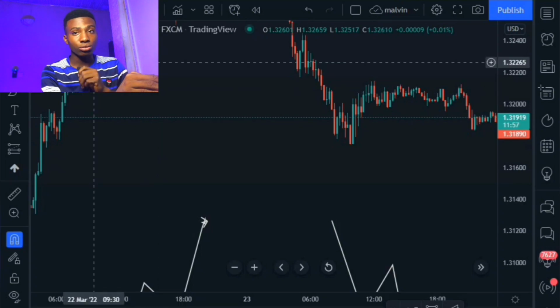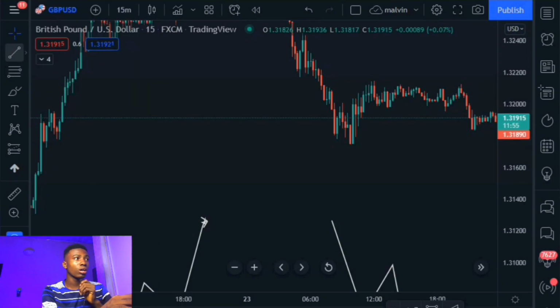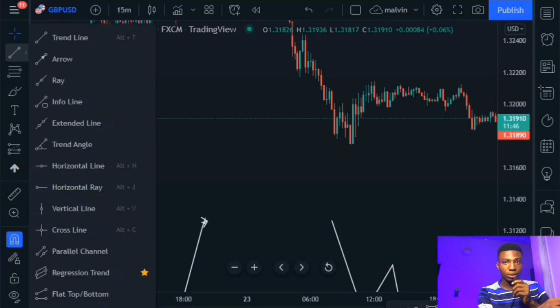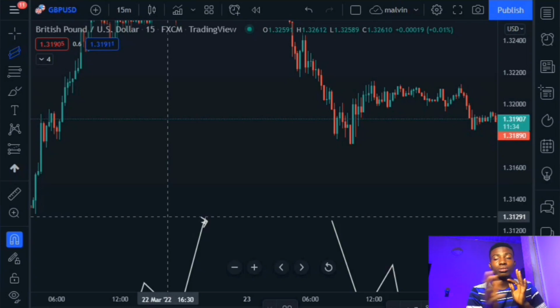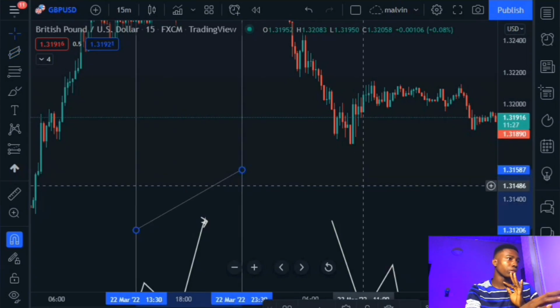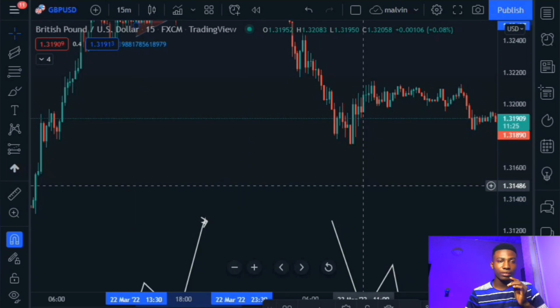In order for you to get this tool, you have to go to this trend line tool. You don't need to tap this one right here. You have to go to this regression trend. You could see I've already put a star right there. Now the regression trend works with price movement. You can't just draw it right here and leave it blank.